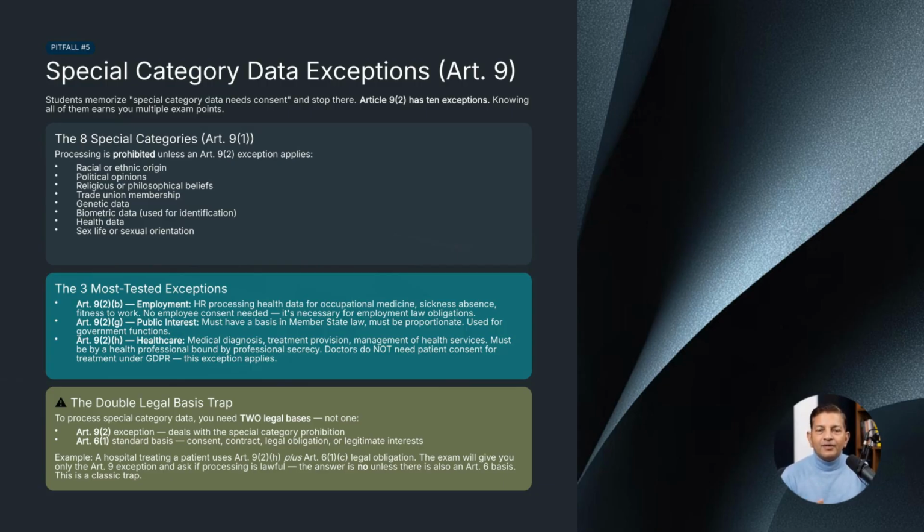Watch for these red flags on the exam. Consent indicators. Look for phrases like patient agrees to research, explicit consent obtained, or voluntary participation. Employment exception indicators: HR processes sick leave, occupational health assessment, workplace medical. Healthcare exception indicators: medical treatment, healthcare professional, patient diagnosis. Public interest indicators: required by law, government function, statutory obligation. The exam will drop these hints to tell you which exception applies. Train yourself to spot them.